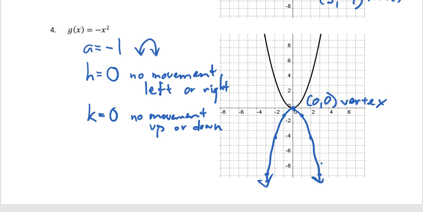When you have your points connected, you'll notice that if you were to fold your paper in half, right over the x-axis, the original x squared and now our graph for negative x squared would line up right on top of each other.